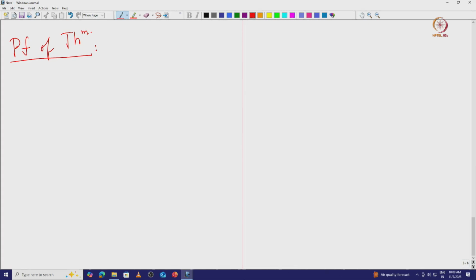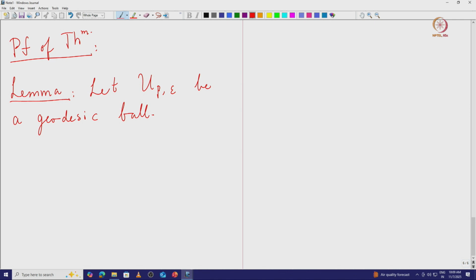Okay, so before I prove the complete theorem, I need the following lemma. So let U P epsilon be a geodesic ball of radius epsilon centered at P.